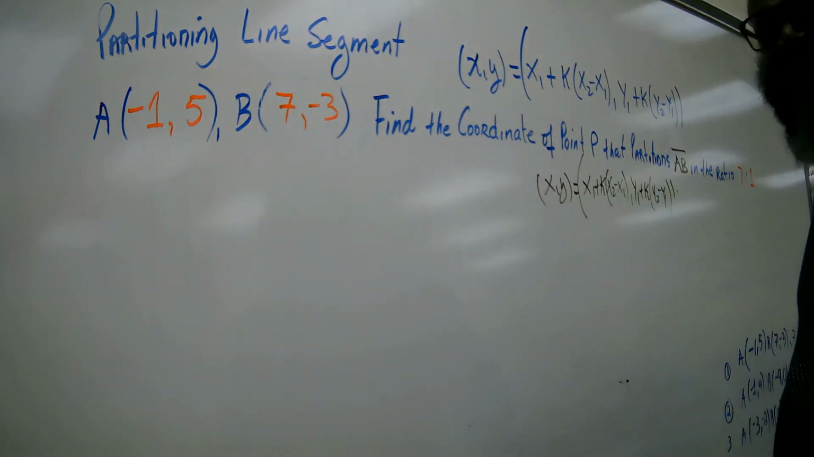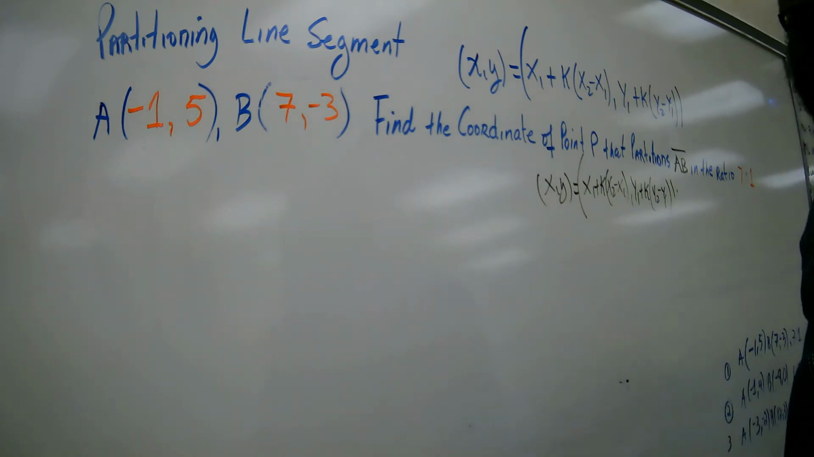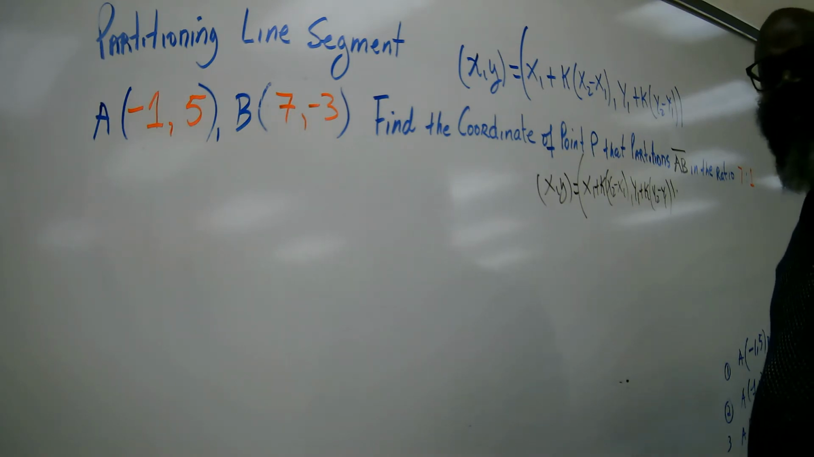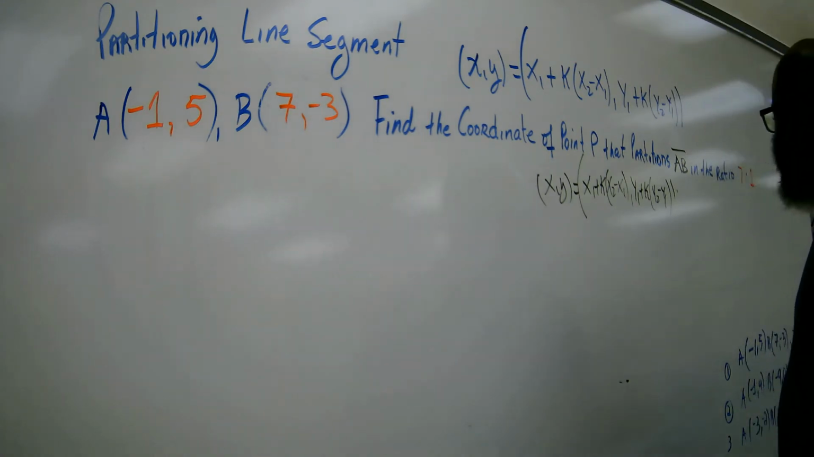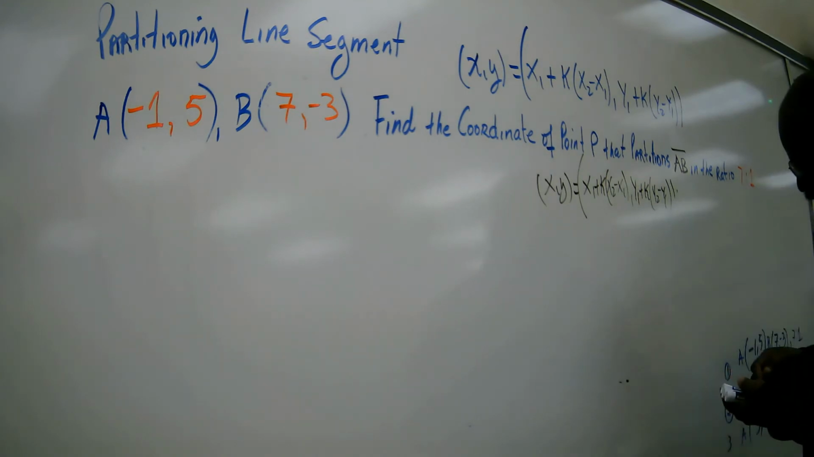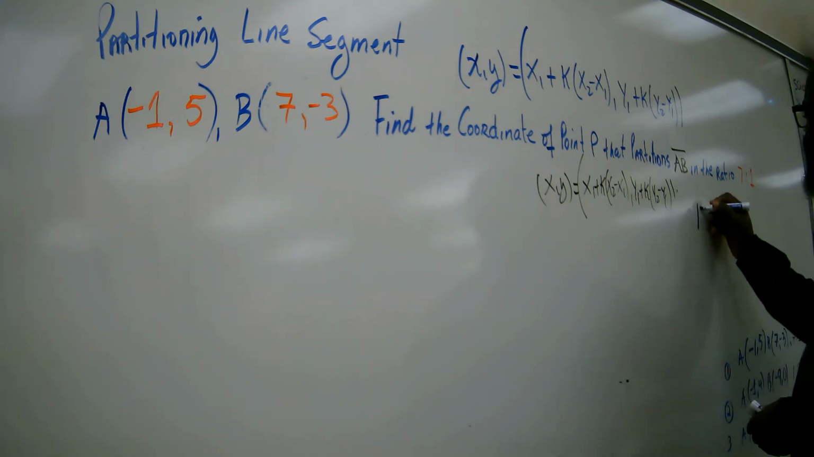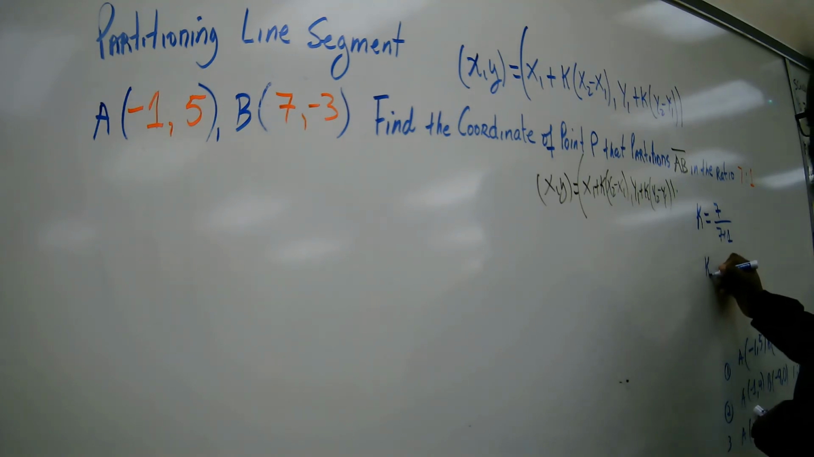Alright, we are given our points: A located at (-1, 5) and B located at (7, -3), and they are telling you to find point P that partitions AB at a ratio of 7 to 1. Since we have our ratio, we can find the factor k, which will be 7, the first part of the ratio, over 7 plus 1. So in this case, the k factor is 7/8.